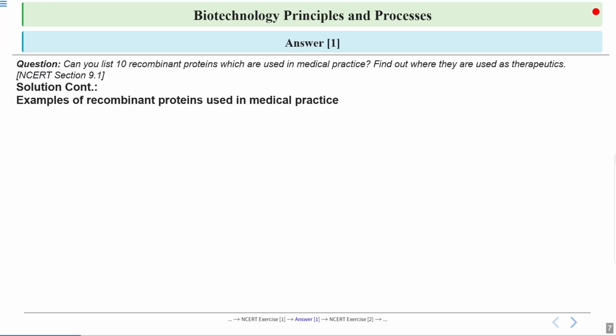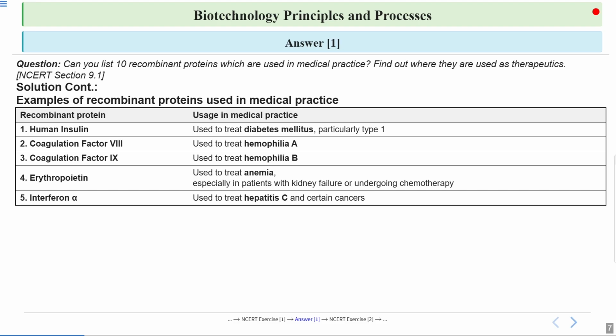So here are some of the recombinant proteins that are used in medical practices. Here you can see, in the column, the recombinant protein, the name of the protein that is modified with recombinant DNA technology and used in medical practice. What is the use of that, right?